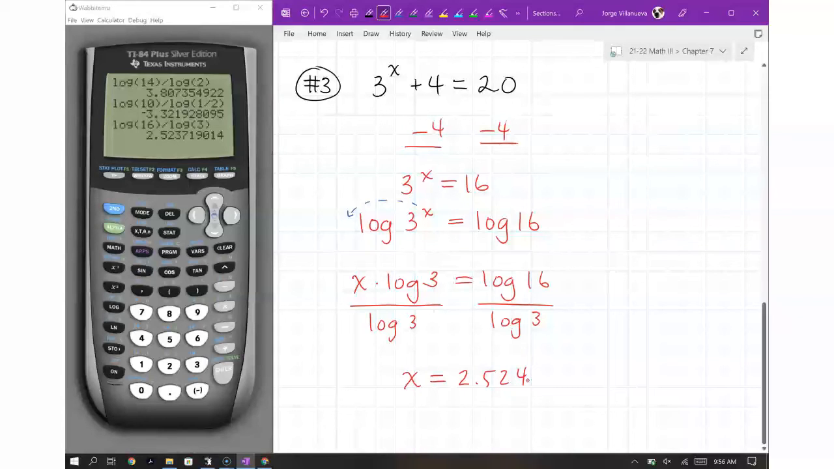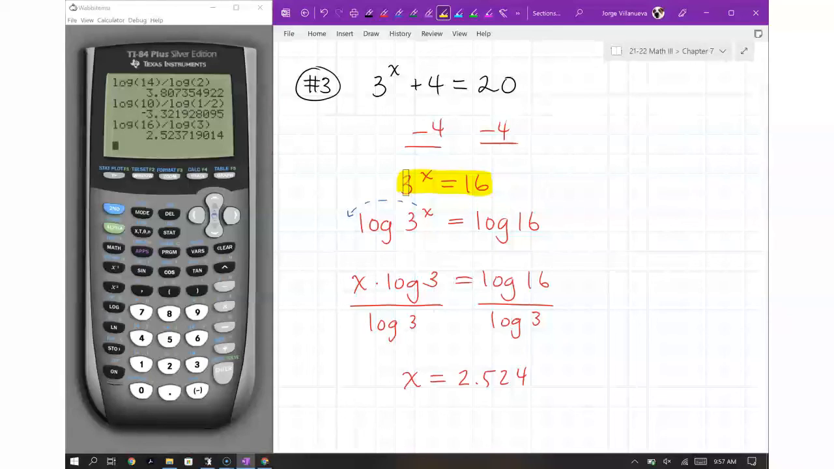Usually one question that I always get is, why do we have to do logs? I kind of told you that in the very beginning. The reason why we have to introduce logs is because even right here, if you look at this problem, there is no way for me to write 3 to the third equals 16, right? That's not true. 3 to the third is 27. 3 to the second is 9. So there is no 3 to the first, second, third, fourth, fifth, sixth, seventh, eighth, ninth, 10th that is a 16, right? No actual integer number gives me a 16.